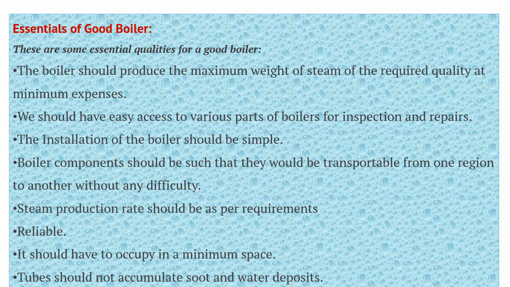So there are some essential qualities. The boiler should produce a maximum weight of steam of the required quality at minimum expense. So steam production should have less expense, comparatively. Suppose I am generating 10 tons of steam per hour. To produce 10 tons of steam, what is the expense in a Lamont boiler? What is the expense in Babcock and Wilcox? Like this, you may have a comparison. So which one is having the less expense? That's a good one. Like this, you are giving the ranking.